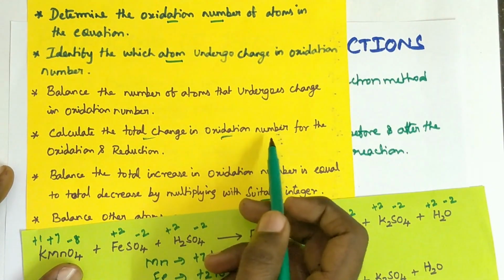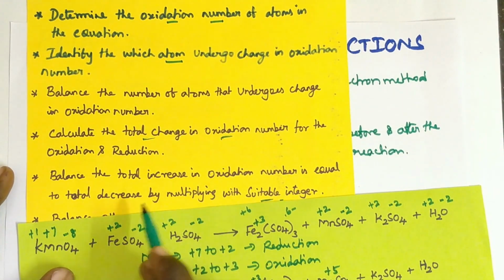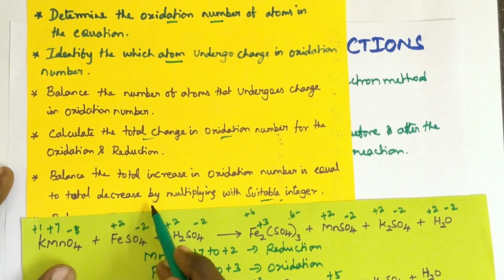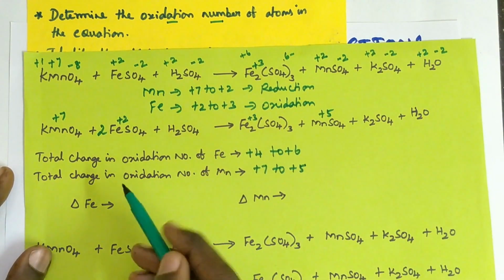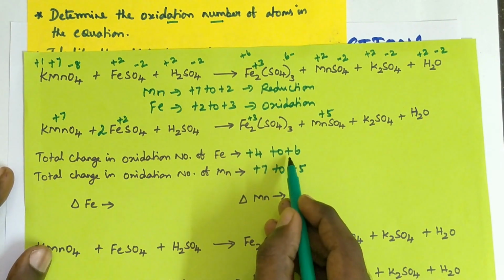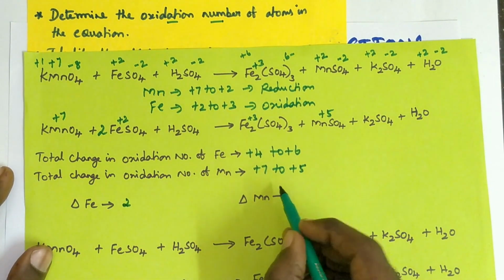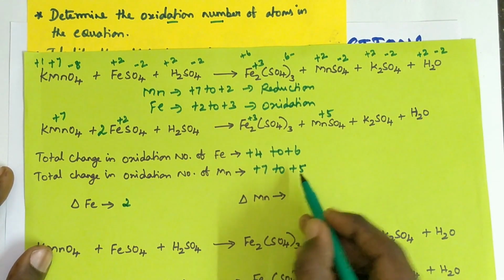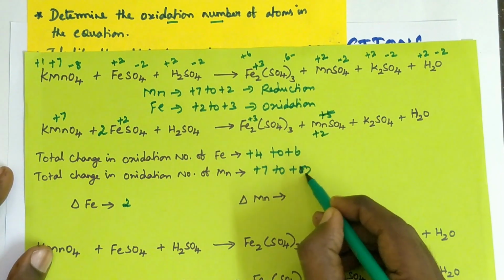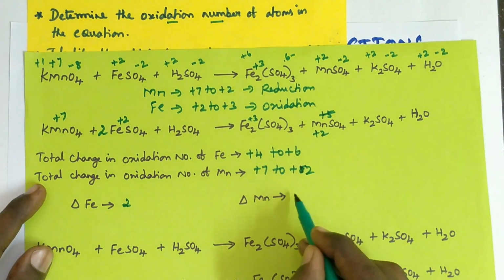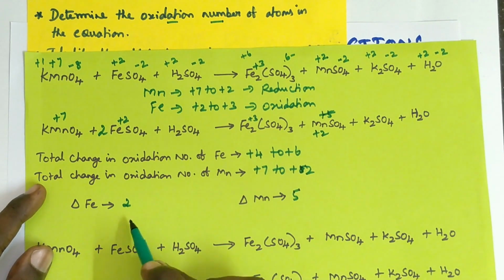We calculated the total change in oxidation number, and the fourth step is balance the total increase in oxidation number equal to the total decrease by multiplying with a suitable integer. So in this case, plus 4 to plus 2 means iron difference is 2, loss is 2 electrons. Plus 7 to plus 2 means difference is 5 electrons. So you have to balance this 2 and 5.